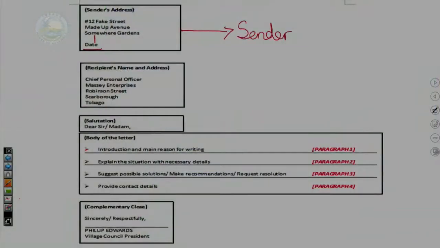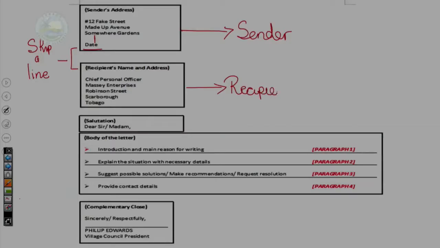After you've put the date, again, you're going to skip a line here. And this is to present the recipient's name and address. So we have the sender above, and now we're talking about our recipient. We're going to have our recipient's name and address, and where you know the name of the person, you're advised to use the person's name here.